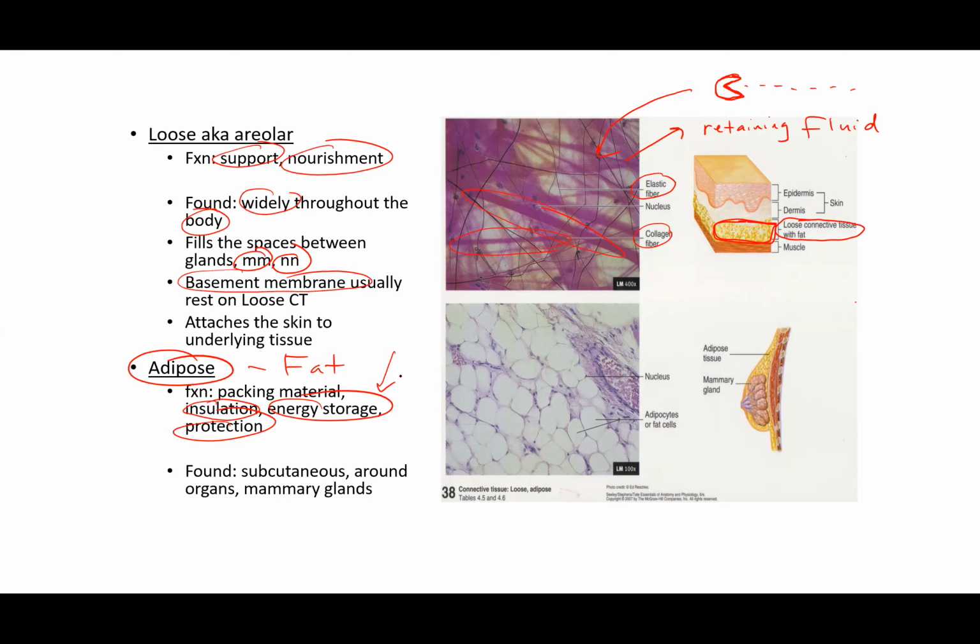Okay, bone, another type of connective tissue. Its function is strength, support, and a site for muscle and ligament attachment. Also, tendons attach to bone, so it's a site for muscle, ligament, and tendon attachment. Okay, so it's found in our skeletal system.